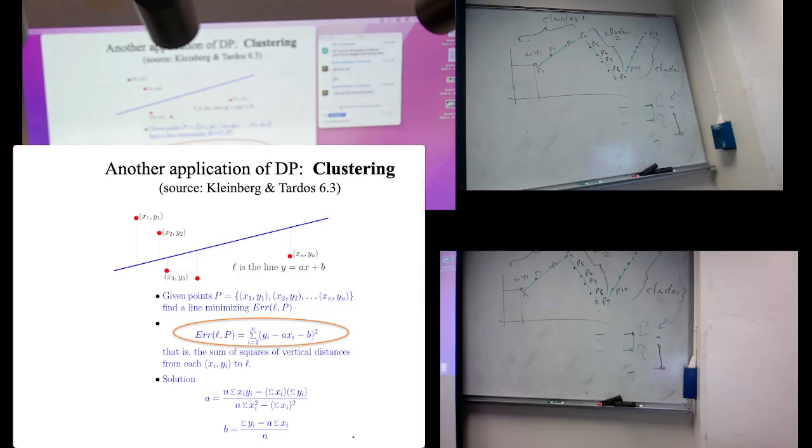And to answer this question, I first want to ask, if I just want to fit a single line, all my points live in one cluster, I want to fit one line to these points. How do I do it? There are many ways to fit a line to a set of points, but let's use linear regression. Linear regression says the following.